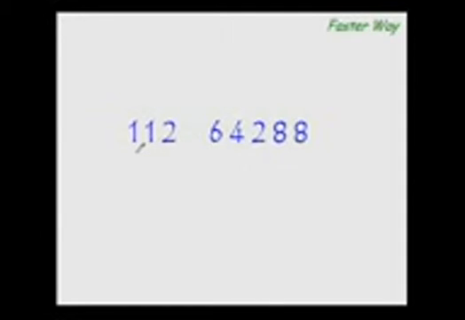So 11 how many times will go into 64? 11 6 times is 66, but that would be more than this. So 11 5 times is 55 and the remainder is 9. Okay, so the new dividend would be 92 minus 2 times 5, that is 10. So 92 minus 10 is 82.